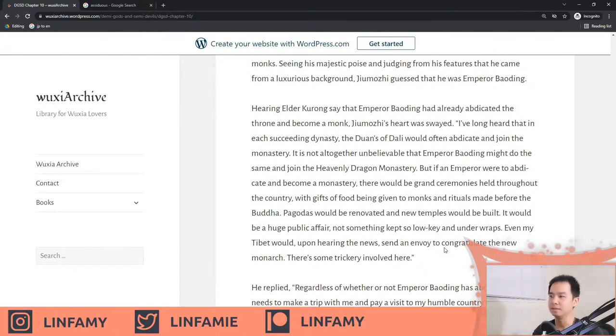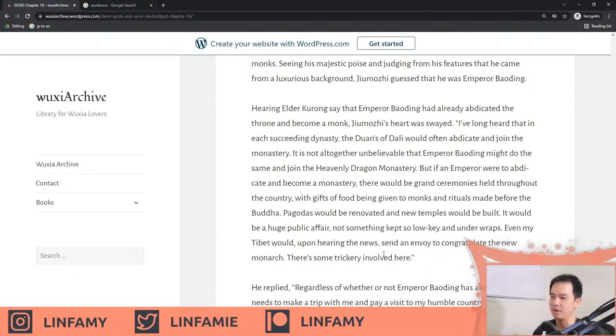I have long heard that in each succeeding dynasty, the Dons of Dali would often abdicate and join the monastery. It is not altogether unbelievable that Emperor Baoding might do the same and join the Heavenly Dragon Monastery. But if an emperor were to abdicate and become a monk, there would be grand ceremonies held throughout the country, with gifts of food being given to monks and rituals made before the Buddha. Pagodas would be renovated and new temples would be built. It would be a huge public affair, not something kept so low-key and under wraps.